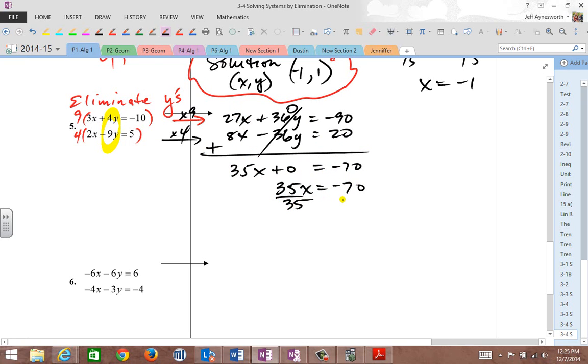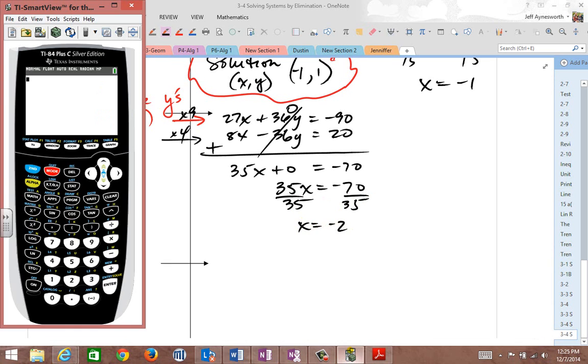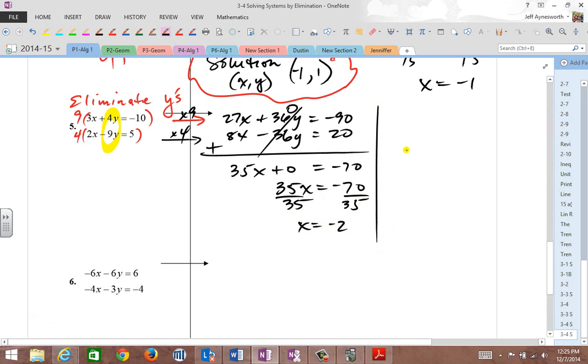And if I divide both sides by 35, I get x is equal to negative 2. Whoops, negative 2. You can check that with your calculator, okay? 70 divided by 35 is 2, but I see a negative sign, so I said negative 2. All right, then you got to find y, so let's do that. Once you find one of the variables, you got to find the other one.